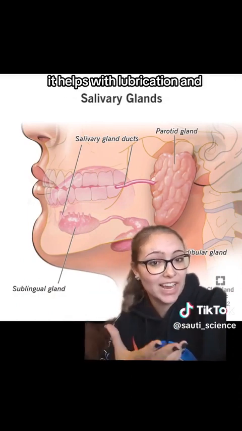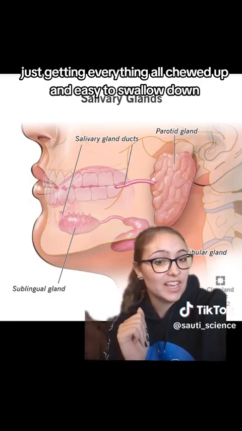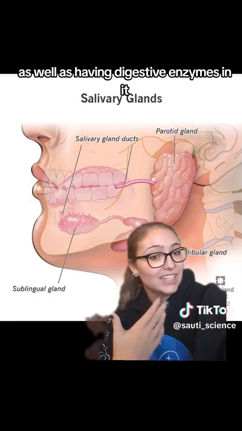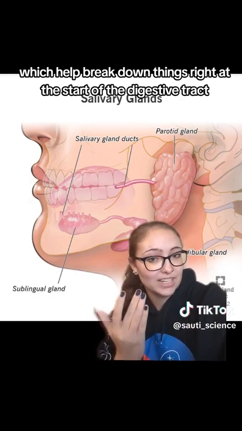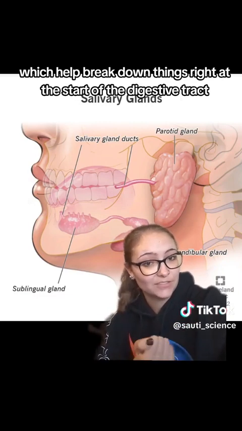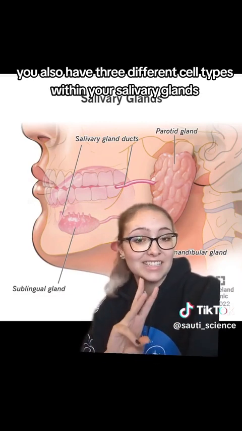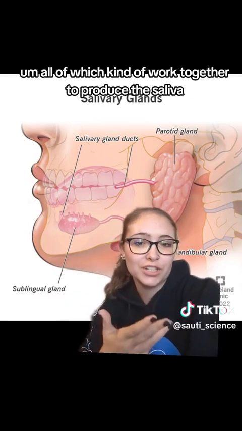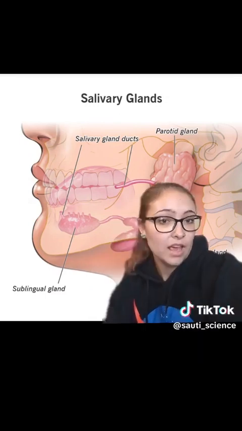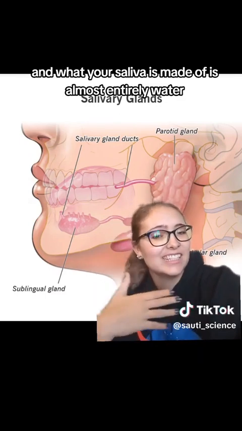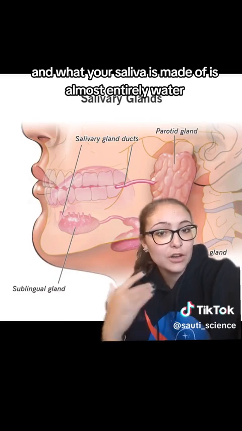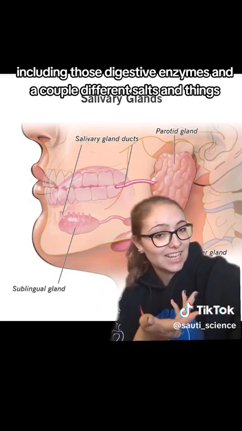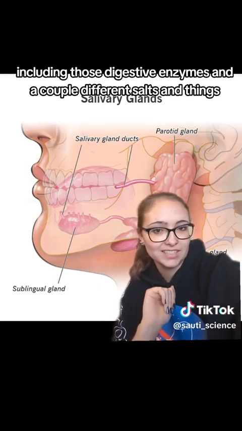So saliva has a few different functions in the mouth. It helps with lubrication and just getting everything all chewed up and easy to swallow down, as well as having digestive enzymes in it, which help break down things right at the start of the digestive tract. You also have 3 different cell types within your salivary glands, all of which kind of work together to produce the saliva. And what your saliva is made of is almost entirely water, but also has a few different types of proteins, including those digestive enzymes and a couple different salts and things.